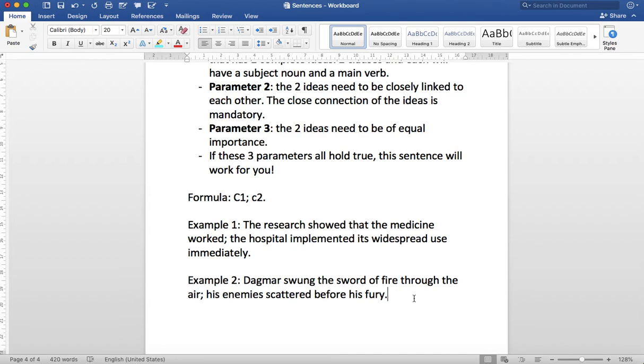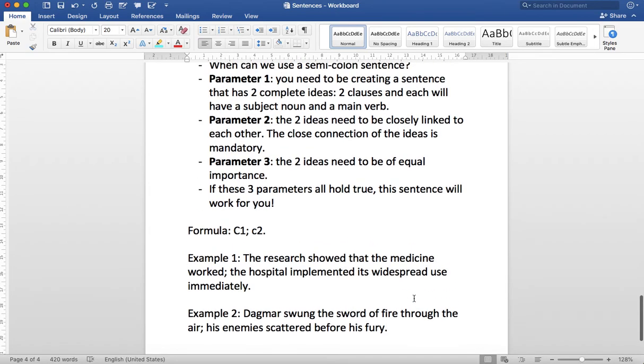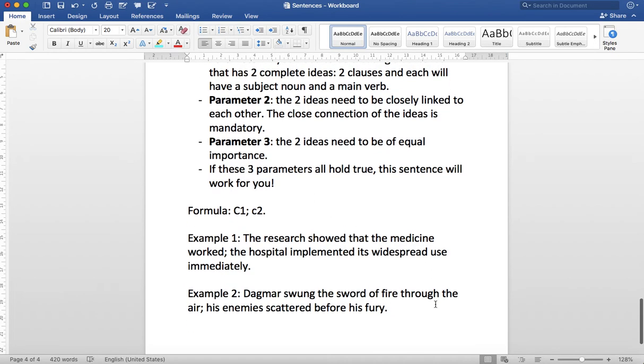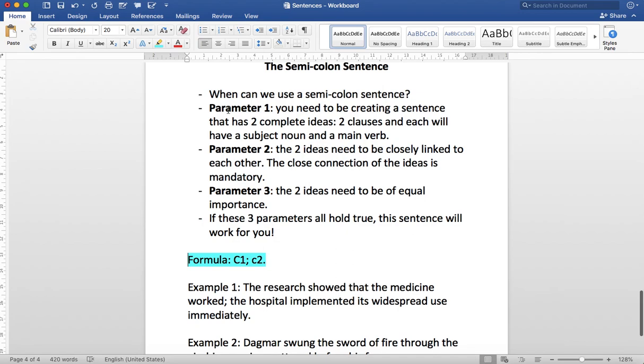So again, we need the ideas to be complete. The clauses need to be complete. Okay. 2, the ideas need to be connected. They need to be closely linked to one another. Number 3, we want to show our readers the ideas that we're writing about are of equal importance. All 3 of these parameters work for the 2 examples. Formula, very simple. If all 3 parameters are true, the semicolon sentence will work for you.